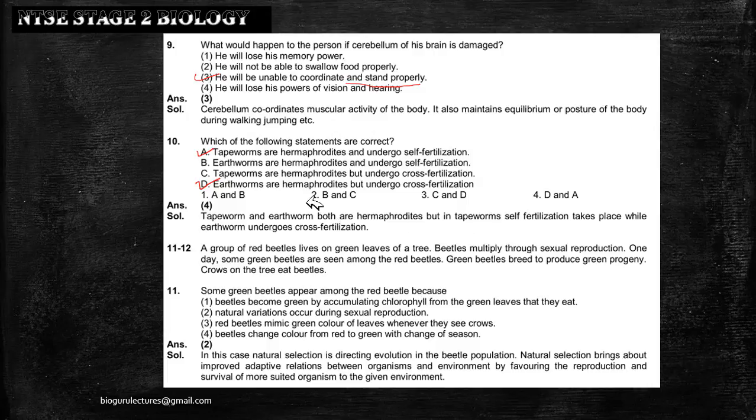Both of them are hermaphrodites, but we have some differentiation. Whereas earthworms, the opposite, two earthworms will actually undergo the fertilization, where in that situation only the sperm transfer will take place. Next, question 11 and 12 looks like a passage-based question.